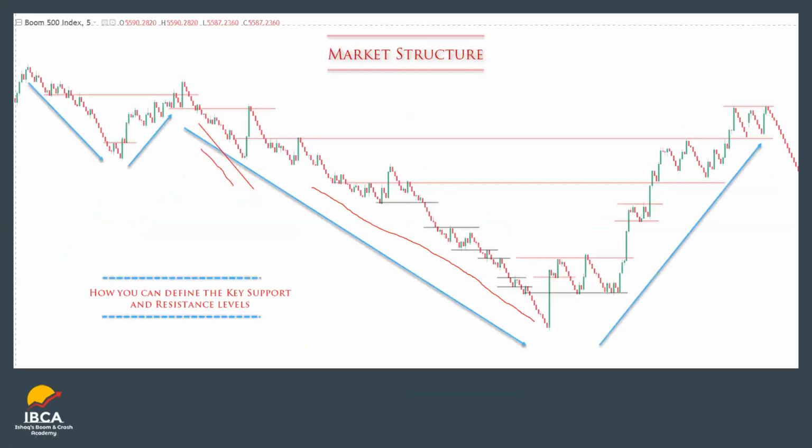One second. Let me make it bigger for you. Now you can see bigger. Okay, better. Yeah, better. Okay. So let me just draw it here.